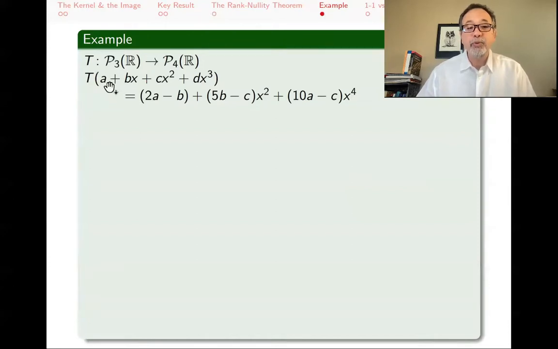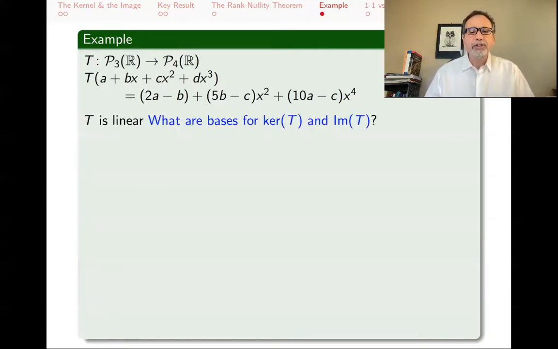I have to tell you where every polynomial of degree 3 or less goes, because this is a map from P3R, and it goes to this polynomial of degree 4. Now, not every polynomial of degree 4 is in the image, so the map is not onto, but that doesn't really matter. This is a linear transformation. You would have to prove that. But the question we have is, what are the bases for the kernel and the image?